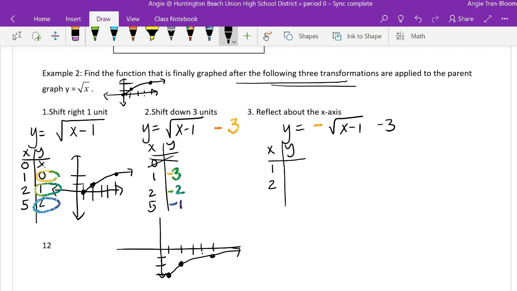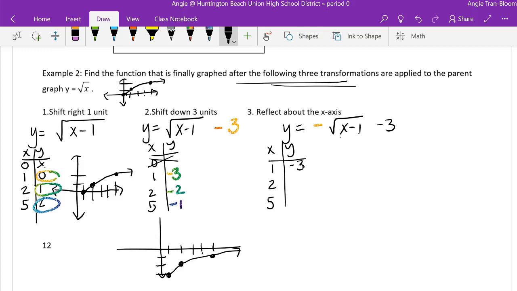1, 2, and 5. Okay, I'm going to plug it in. Here we go. 1 minus 1 is 0. Okay, 1 minus 1 is 0, times negative 1 in front is still 0. Minus 3 is negative 3. Okay, I'm going to make sure we're doing it right.